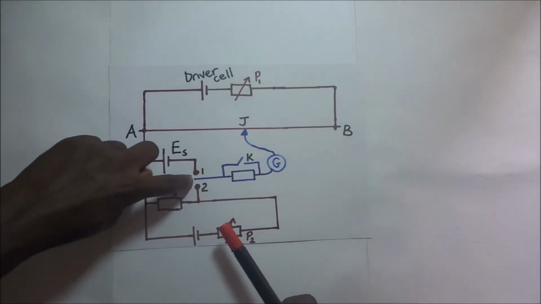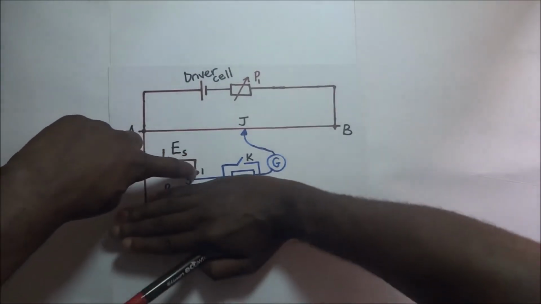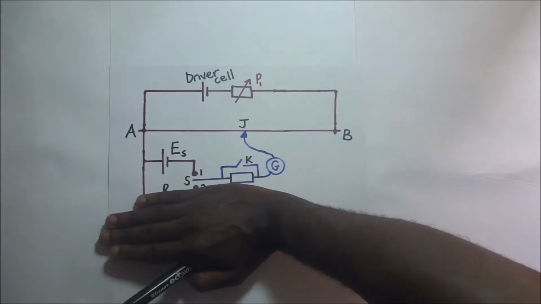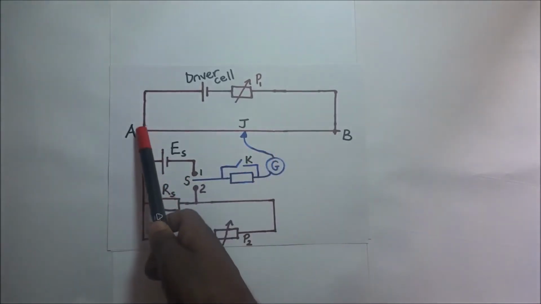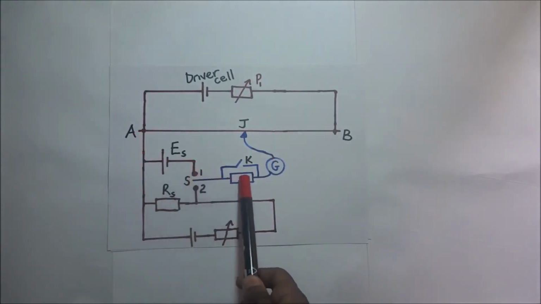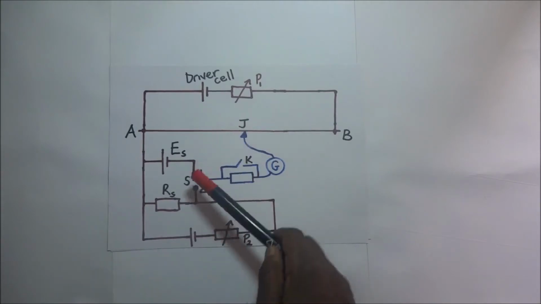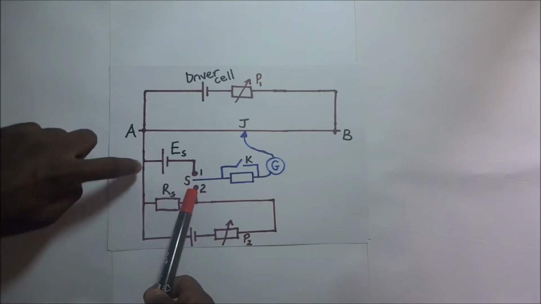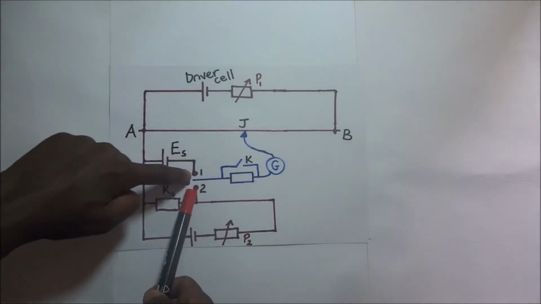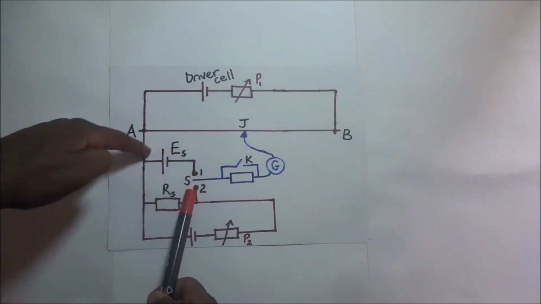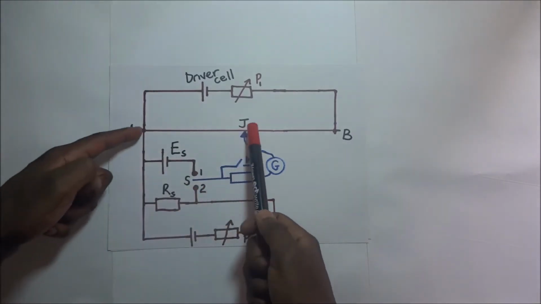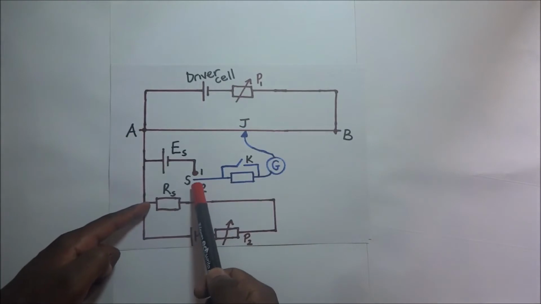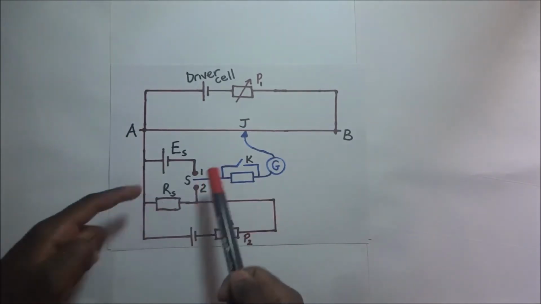When we connect this switch S to position 1, it means that we have killed this lower part of the circuit. And so the secondary circuit will be only that. Now, when we connect S to position 2, it means that this portion is killed. It's redundant. It's no longer actively involved in the circuit. And so our AJ will be balanced against what is here.